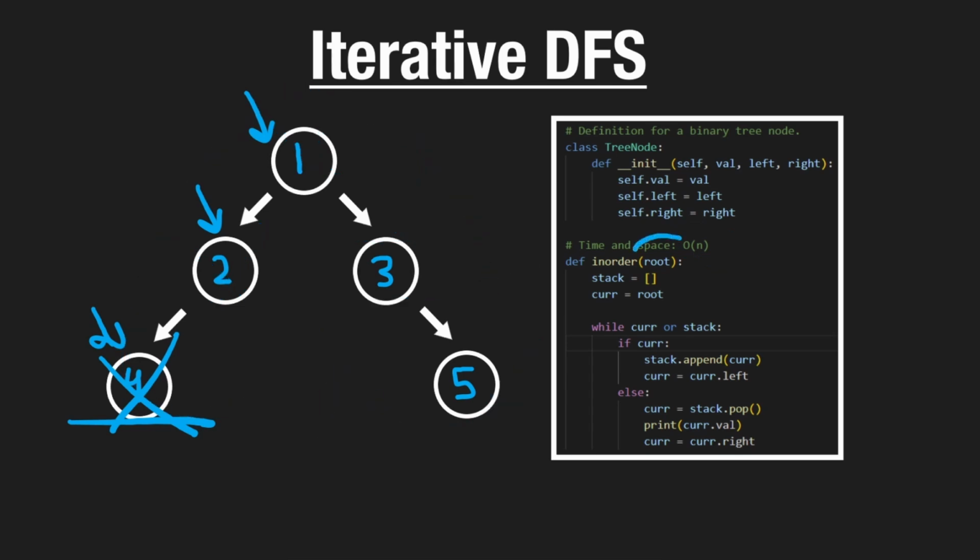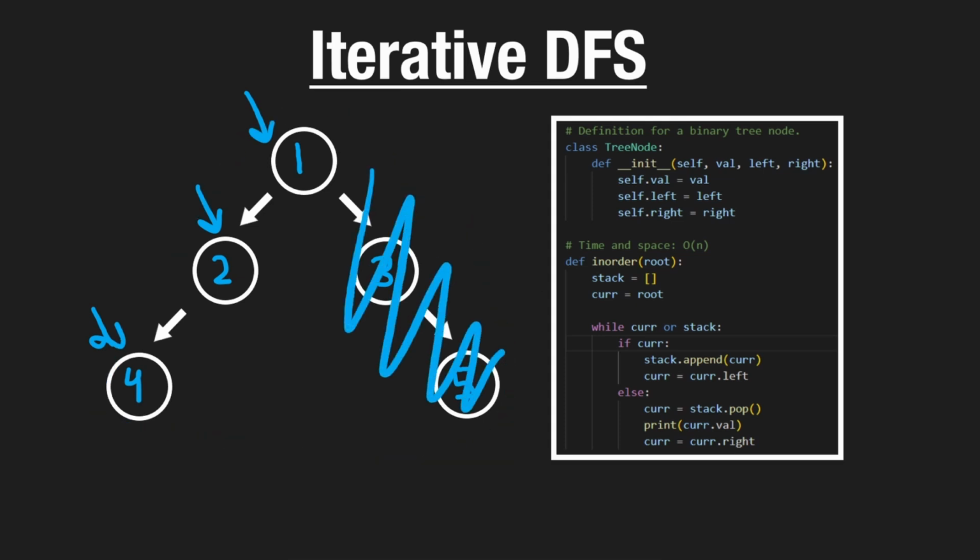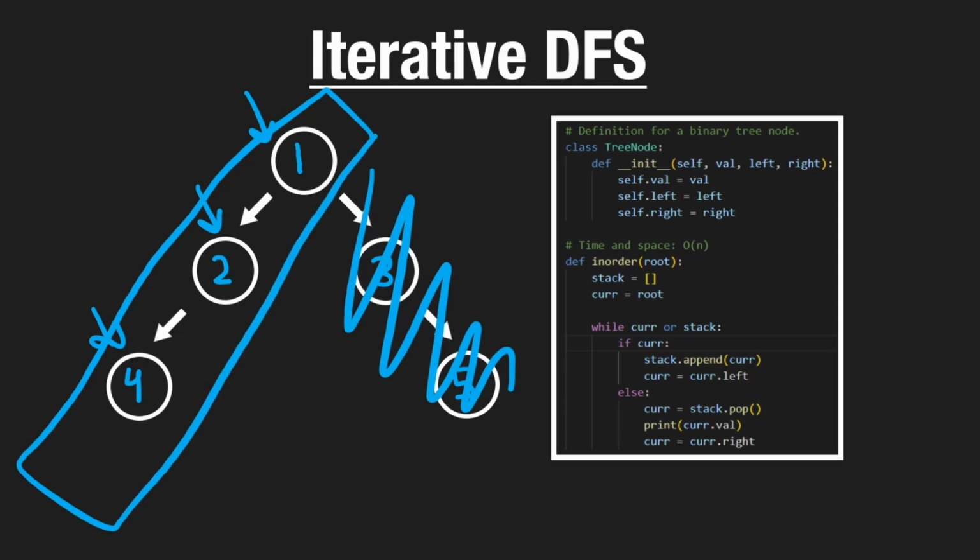The memory complexity is also big O of n because in the worst case, if we had an imbalanced binary search tree, suppose these nodes didn't exist, we just had one long chain of nodes like that, we would in the worst case have to push all of these onto the stack. So that's the worst case complexity.